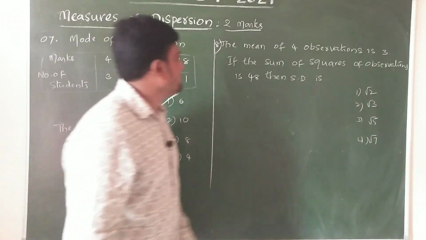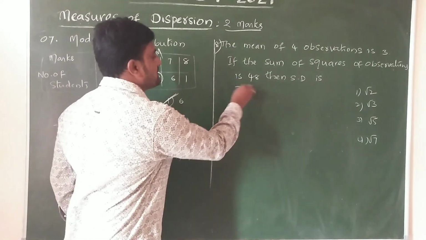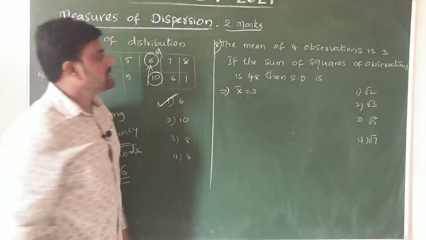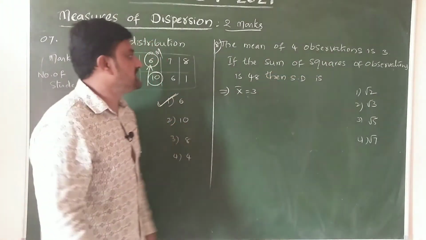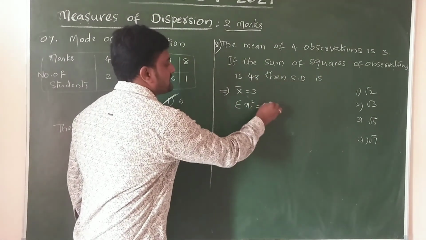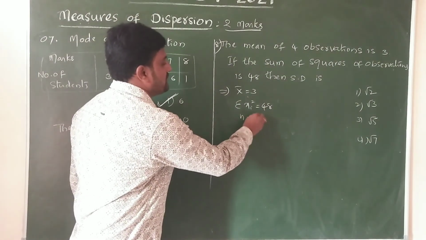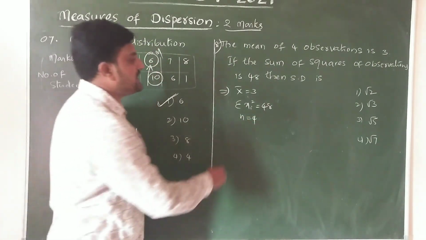Now the last one. The mean of 4 observations is 3. The sum of the squares of the observations is 48. The total number of observations is n equals 4, yes or no? Okay. Now we need the SD.